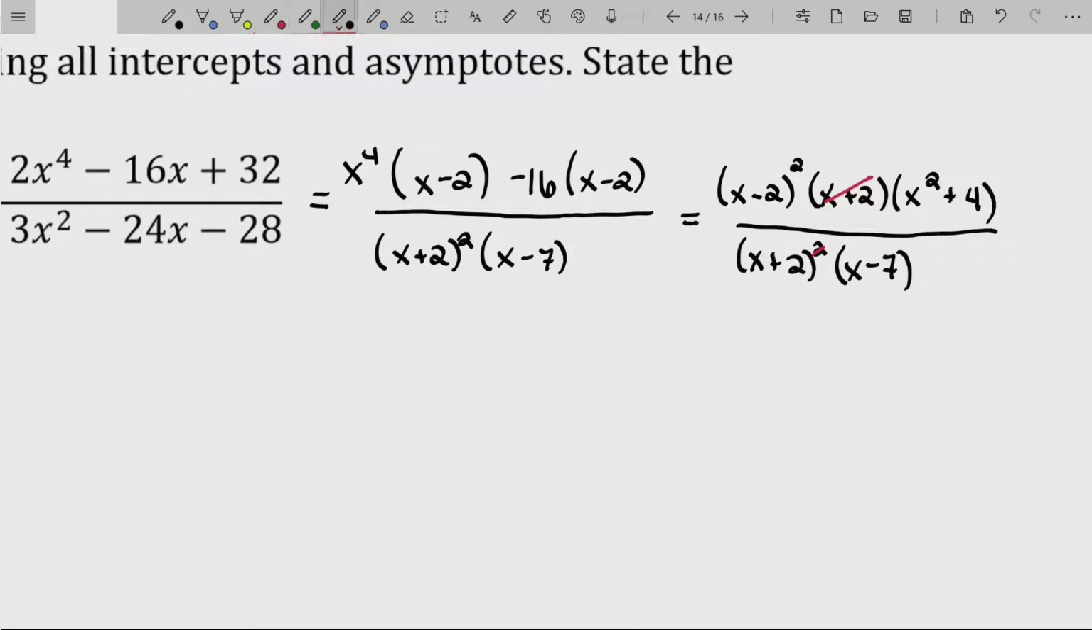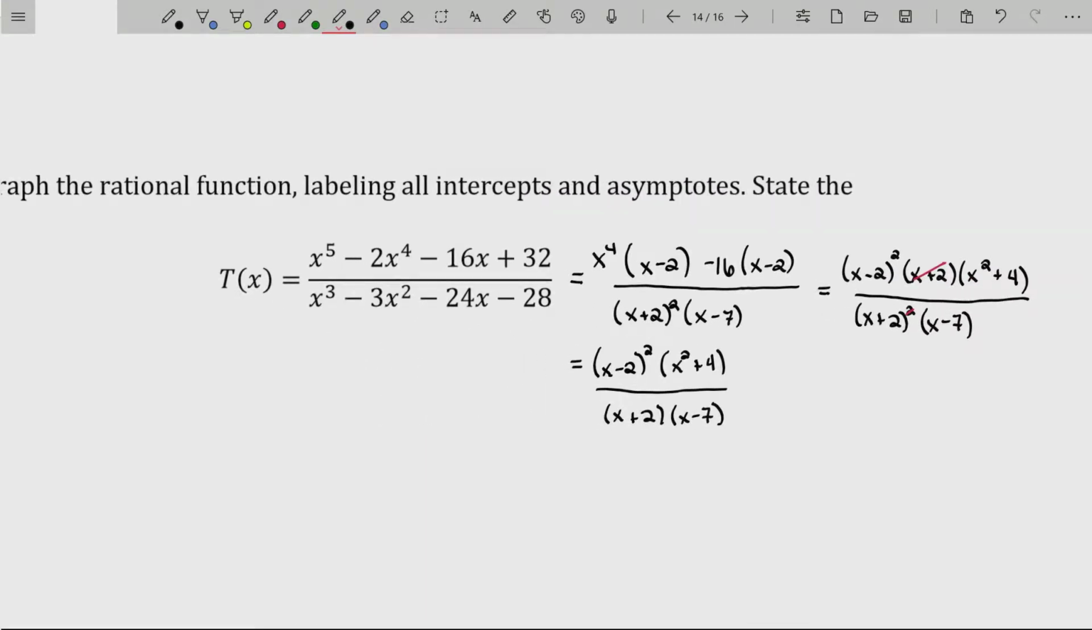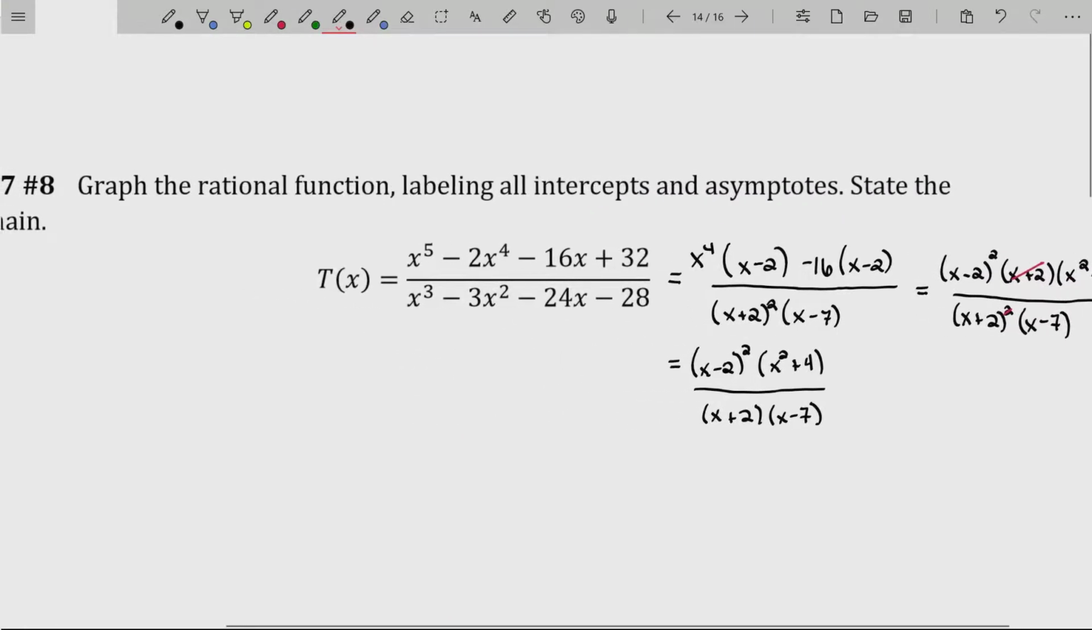And we get down to this beautiful x minus 2 quantity squared, and then an x squared plus 4. That 2 got a little messed up in translation. And this is all over x plus 2, x minus 7. Essentially, all the other stuff is very close to being the same.